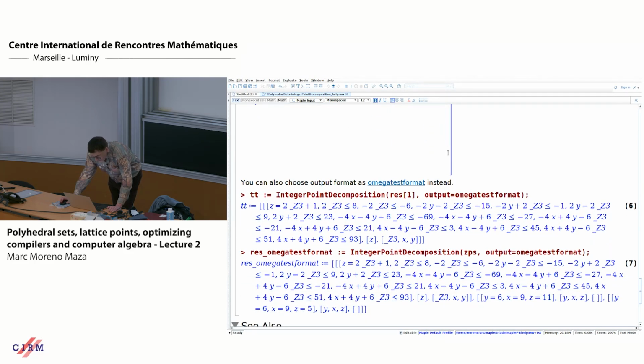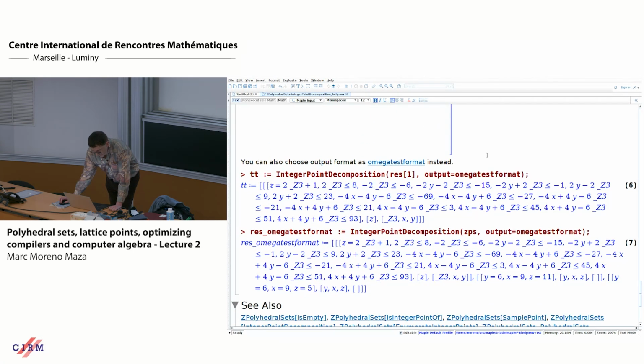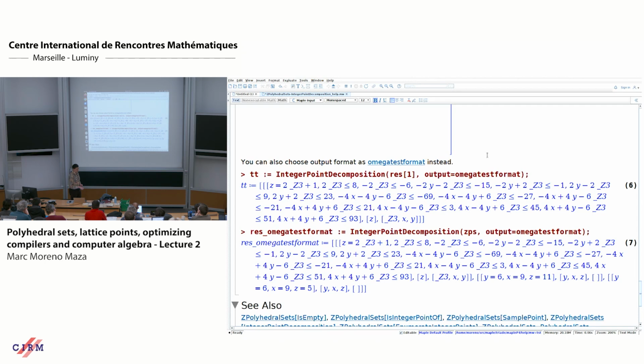Also, this decomposition can be done in 2 ways. Either we use lattices, or, for those of you who know about the omega test of William Pugh, there is also an output format similar to the one of the omega test. So instead of using lattices, you introduce new variables.